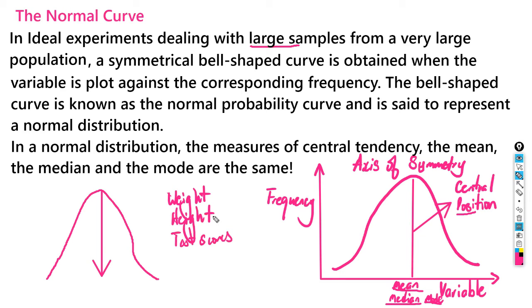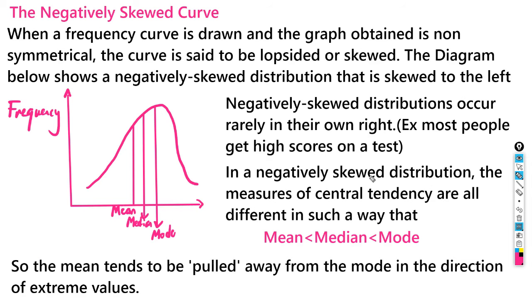All right, so let's look into the next type of curve, which is the negatively skewed curve. Now we're looking at the negatively skewed curve, and it says when a frequency curve is drawn and the graph obtained is non-symmetrical, meaning not like the bell curve shape, the curve is said to be lopsided or skewed. The diagram below shows a negatively skewed distribution that is skewed to the left.